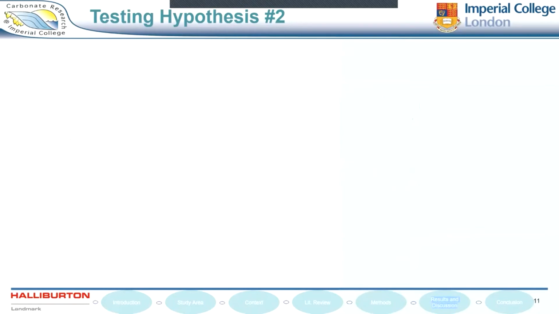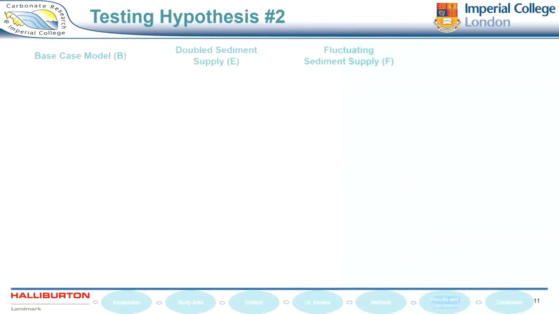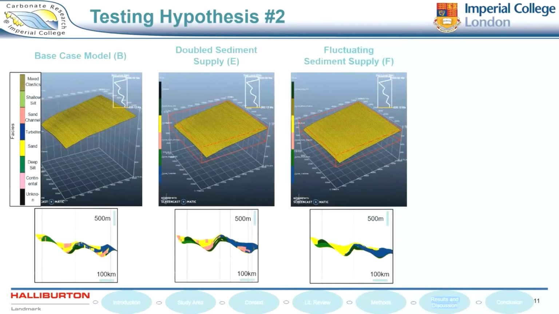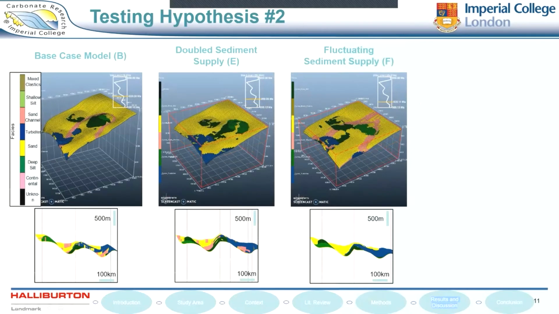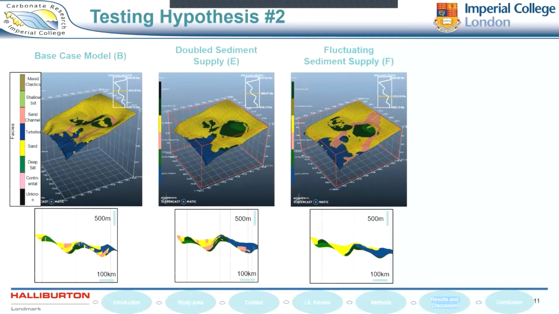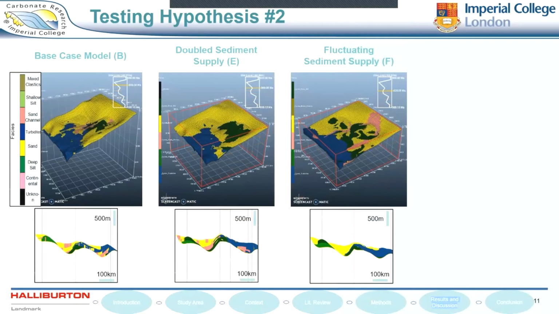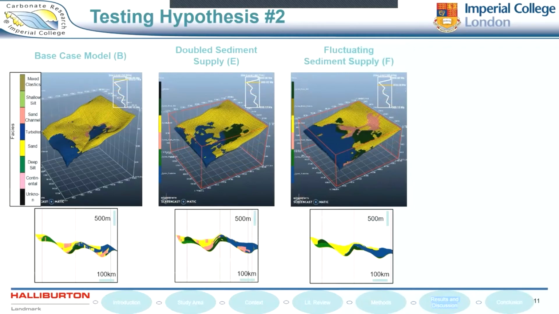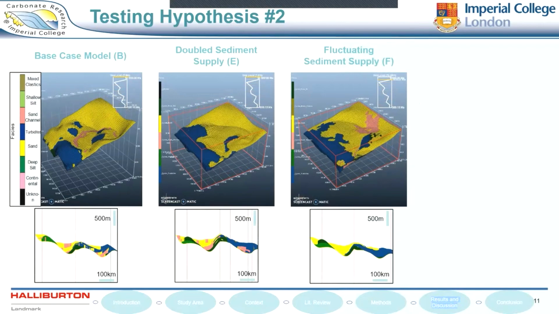Testing hypothesis 2. So this is testing the impact of the allocyclic versus the autocyclic responses, sediment supply, fluvial discharge. So you can see here, when comparing the base case model, model E and model F, you can see that during early falling stage, you've got minimal turbidites, but a lot of mud into the model and some channels, especially in model F. But during maximum lowstand, you see a large influx of turbidites, mainly within Basin 4. This is demonstrated in the cross sections below.